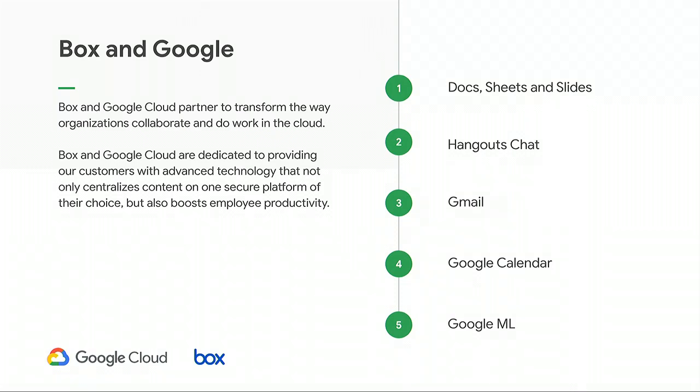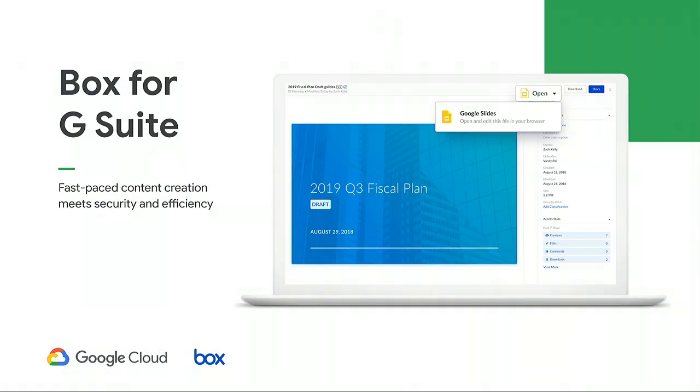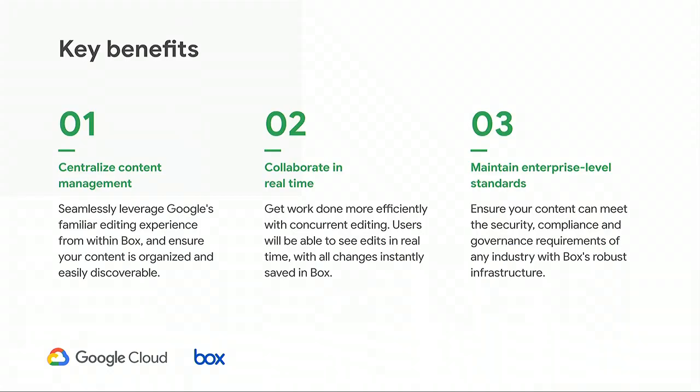We've been partnering for years and have delivered a joint roadmap. We've delivered integrations with Docs, Sheets and Slides, Hangouts, Chat, Gmail, and just announced yesterday, Google Calendar. On top of that, we also partner with Google ML to bring that intelligence to your content in Box. So today I'll be talking to you about Box for G Suite, which is bringing the Docs, Sheets and Slides experience directly into Box. With Box for G Suite, we have all of the rich real-time capabilities of Docs, Sheets and Slides, but all of that content is securely stored and managed in Box.